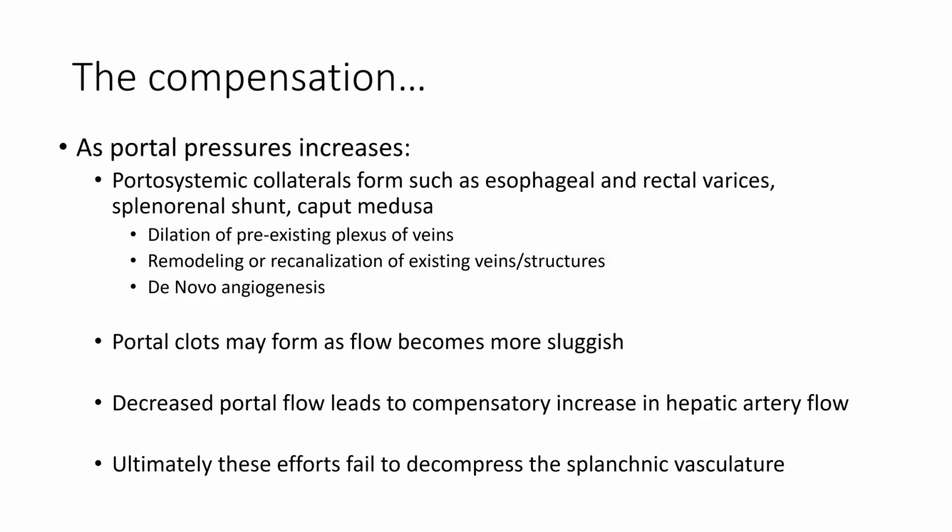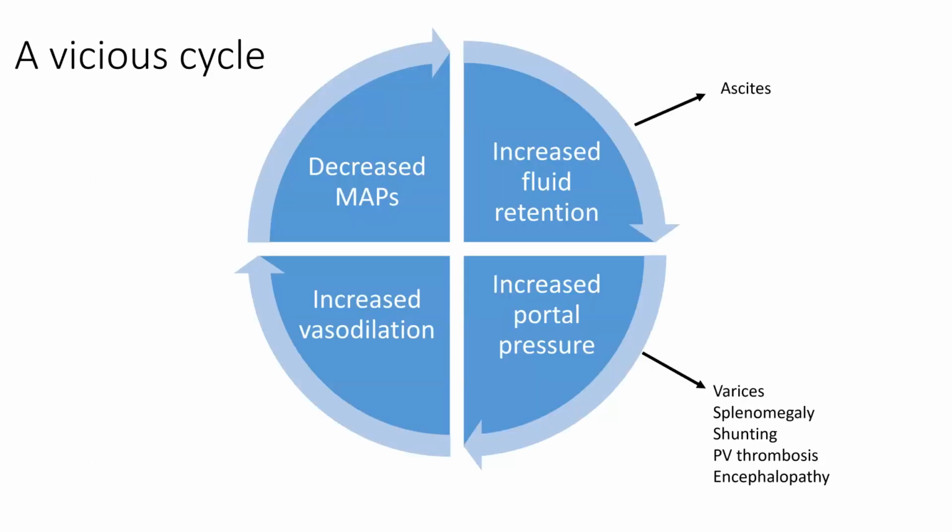Then how does one produce ascites if you've clotted off your portal vein? Well, unfortunately, decreased portal blood flow will lead to a compensatory increase in hepatic arterial flow. And what you'll typically see is continued blood flow across these very hypertensive hepatic sinusoids. Ultimately, these efforts fail to decompress the splanchnic vasculature, and they only add to the problem.